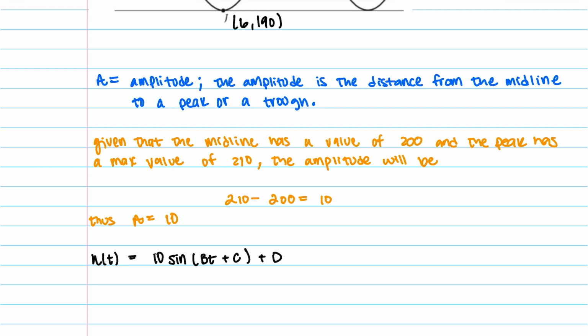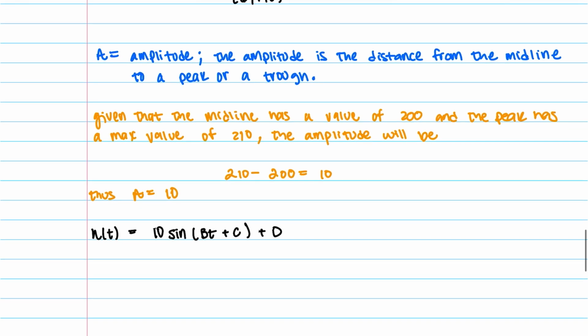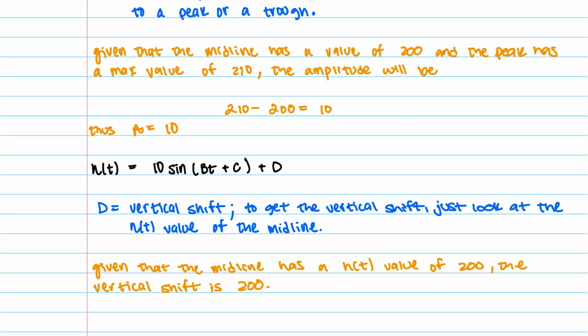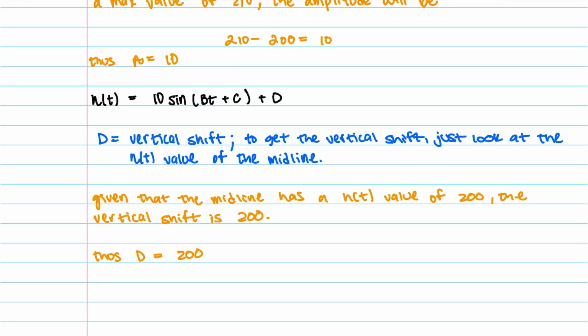Now, the next thing that we can find without too much math involved is the vertical shift. To get the vertical shift, we just look at the h of t value of the midline. Given that the midline has an h of t value of 200, the vertical shift is 200, and thus d has a value of 200. Substituting this into our equation, we get that our function h of t is equal to 10 sine of bt plus c, plus 200.